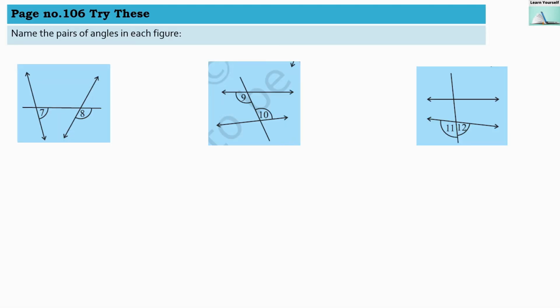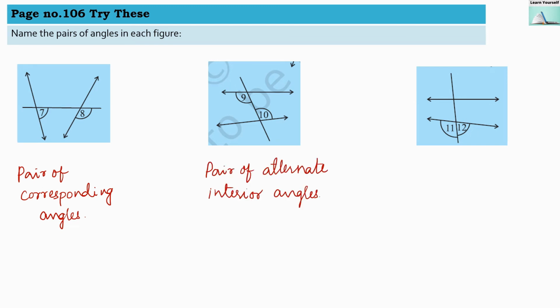Now angles 7 and 8, these angles are at the same position on different lines. So they are a pair of corresponding angles. Now angles 9 and 10, they are interior angles but they are diagonally opposite to each other, so they are alternate. So they are alternate and interior. So they are a pair of alternate interior angles. Angles 11 and 12, they both are towards the exterior part, so they are exterior angles.